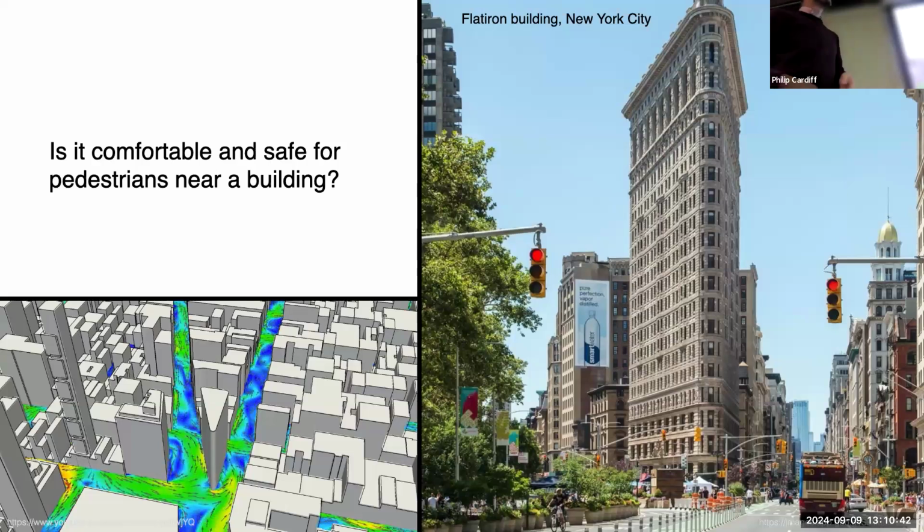So this is a famous building in Manhattan called the Flatiron Building. It's over 100 years old. When they designed that, they didn't use CFD, but it's designed like a wing, so the air movement accelerated around it. It's well known that people get blown over.